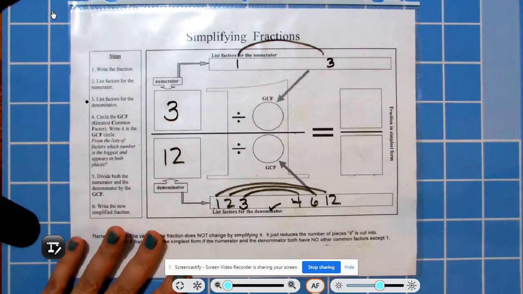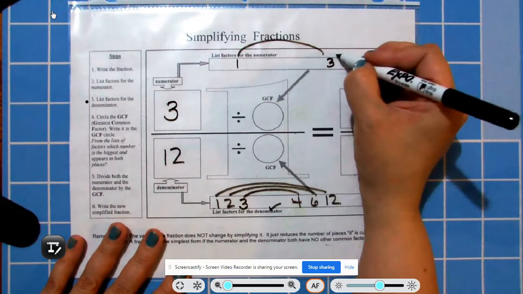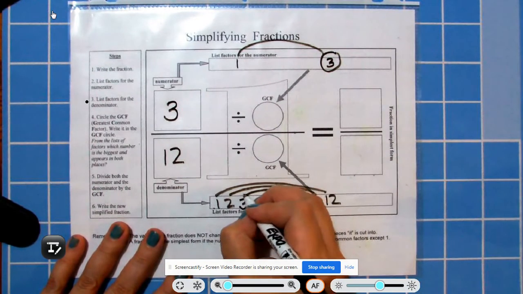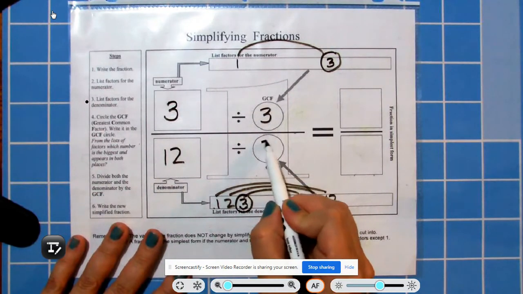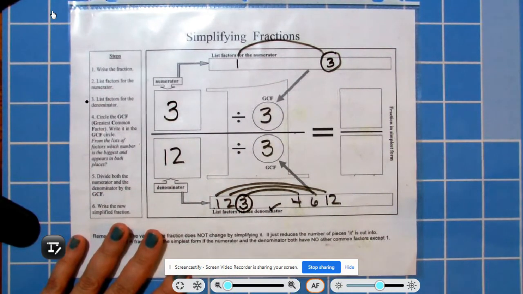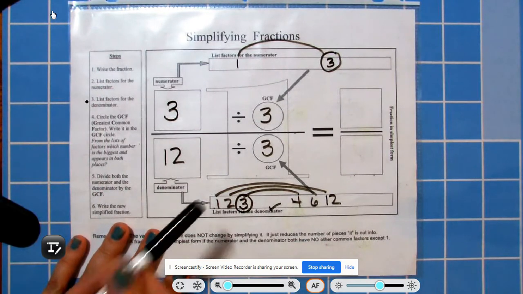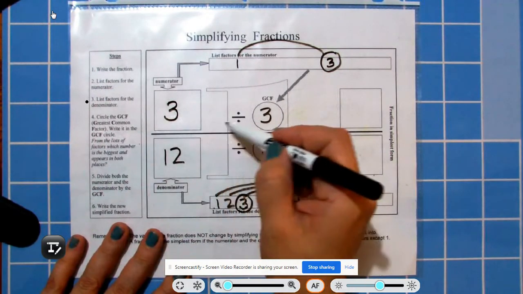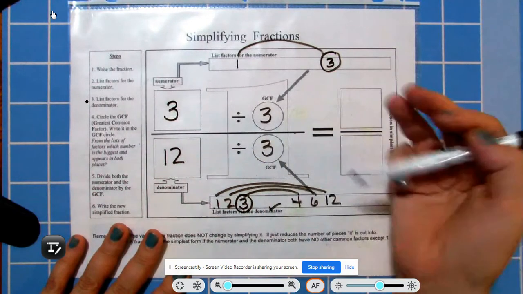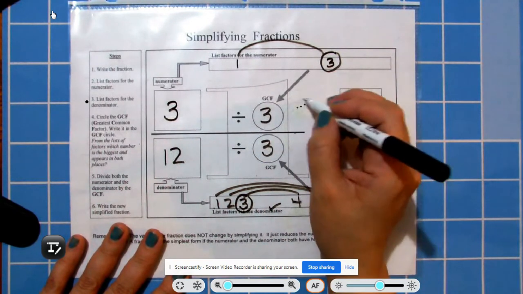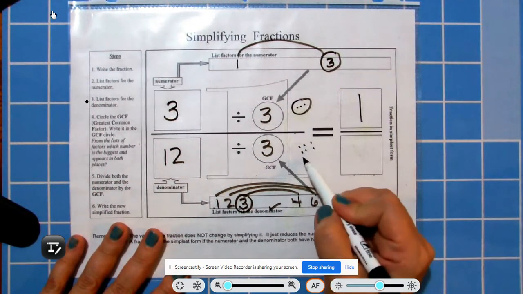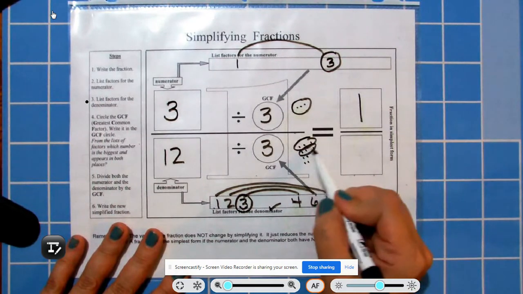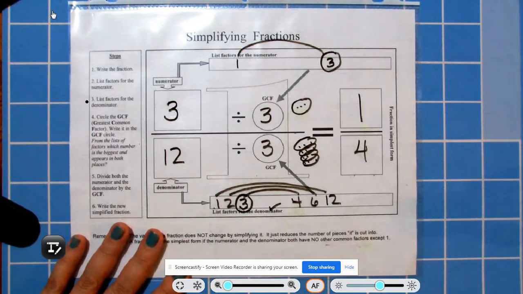All right, now we have to find the greatest common factor. It is 3. So the GCF is 3. Now I'm going to show you one way to do it by dividing, and then I'll show you how you can use your factor rainbows. 3 divided by 3. How many groups of 3 can we get out of 3? 1 group. How many groups of 3 can we get out of 12? 1, 2, 3, 4. 4 groups. So 3/12 simplifies to 1/4.